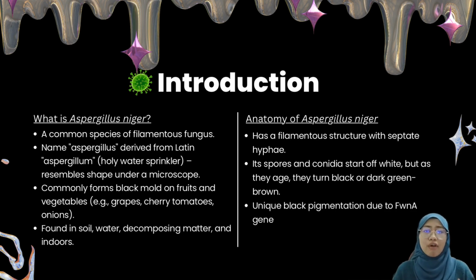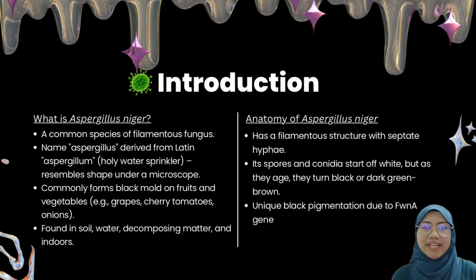This fungus often causes black mold, most commonly seen in fruits and vegetables, such as grapes, cherry tomatoes, and onion. It's found almost everywhere, in soil, water, rotting matter, and even indoors. You will know it's around when you see a black mold spot.